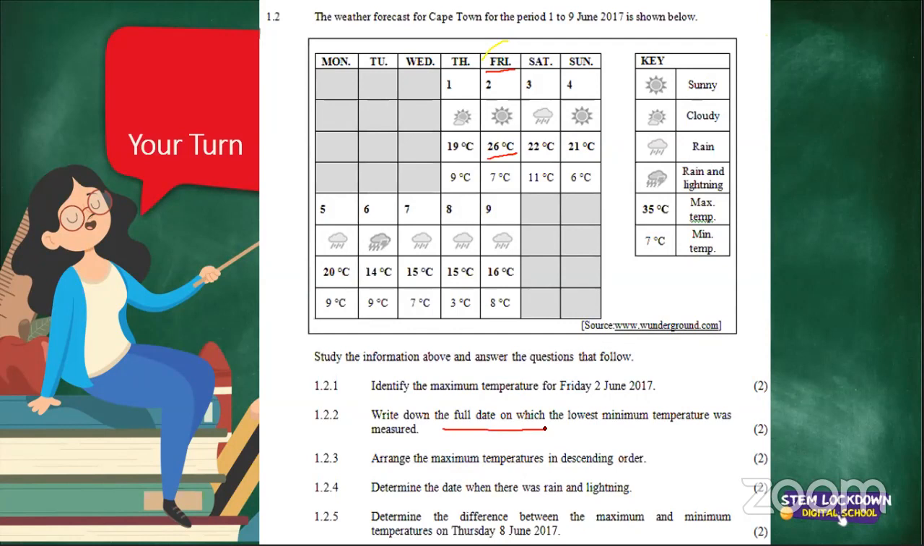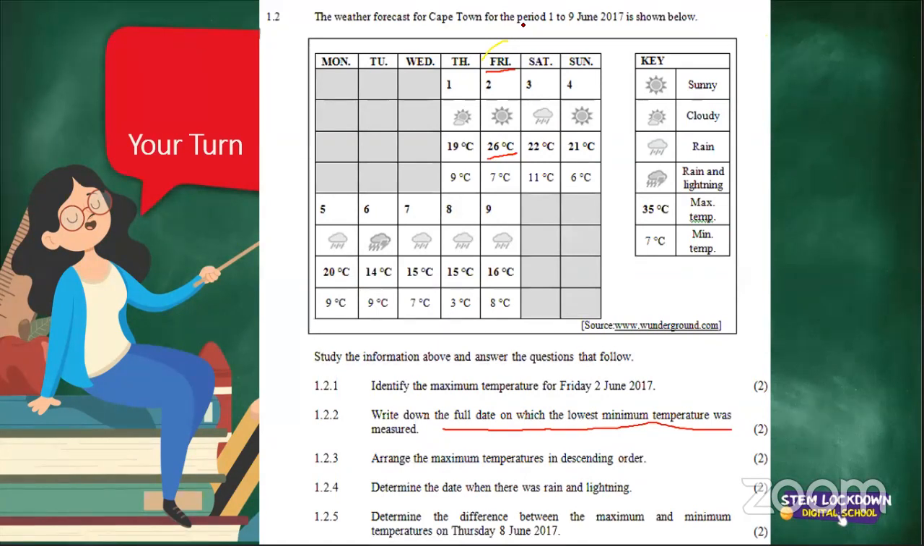By the way, these questions are actually easy. So near exam, these are easy pickings. Give the full date on which the lowest minimum temperature was measured. Basically, this is about just reading information from the given graph. What are your answers, learners? Let me see if you guys are able to identify the date for the lowest minimum temperature.